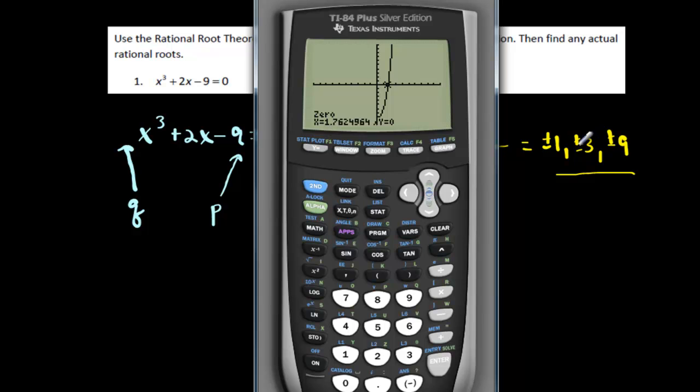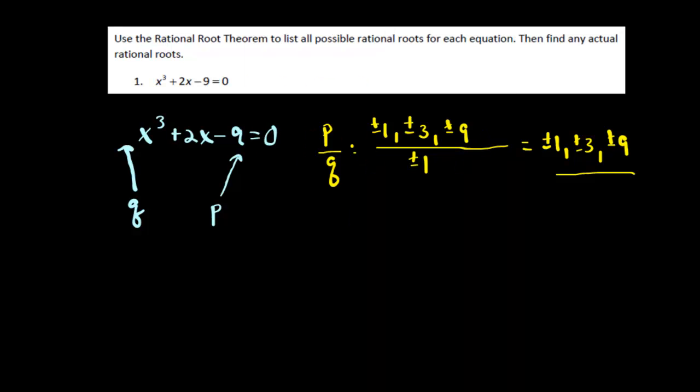That value doesn't correspond to any of these values. So that means that if you had tried all of these values using synthetic division, none of these would be a factor. And if none of those are a factor, then none of these can be rational roots. So we would say no rational roots.